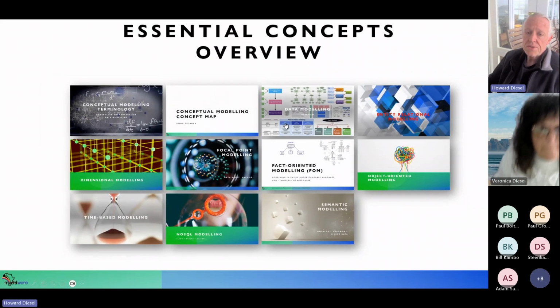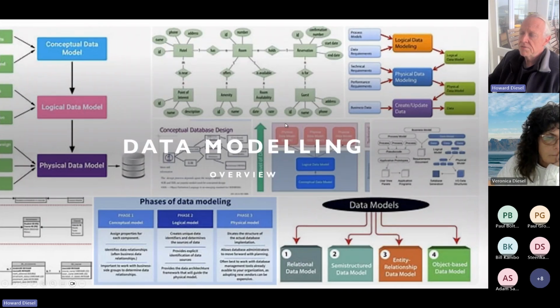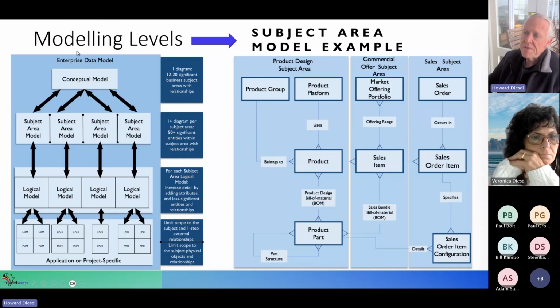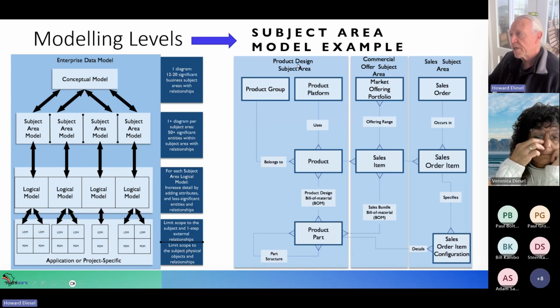Great. So then just to go through data modeling as an overview, just a quick overview of it. Remember we have the levels of data modeling. The conceptual model and subject area model break down into a logical model. That's typically at your enterprise data model. And then for your application, you can have both logical and physical. I've even seen quite often that you have a conceptual model, so you can have a CDM, an LDM, and a PDM all for an application. And then this is how you break it down from a subject area, for example, product design or commercial offering or sales subject.